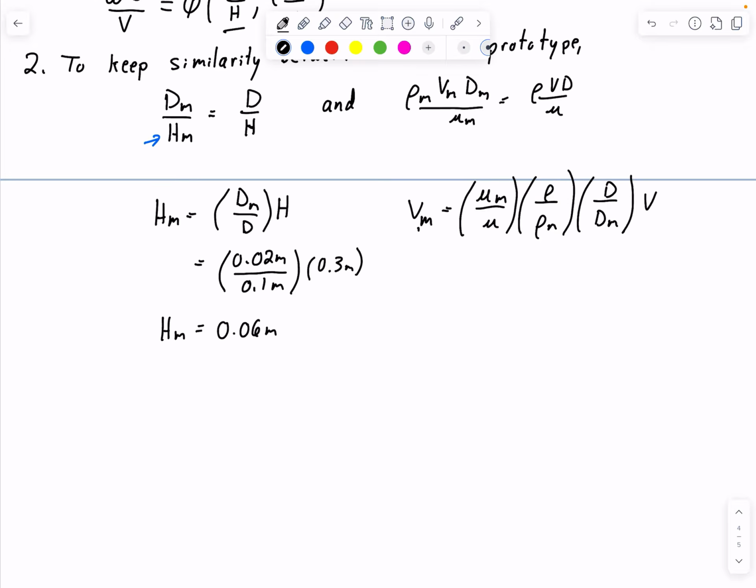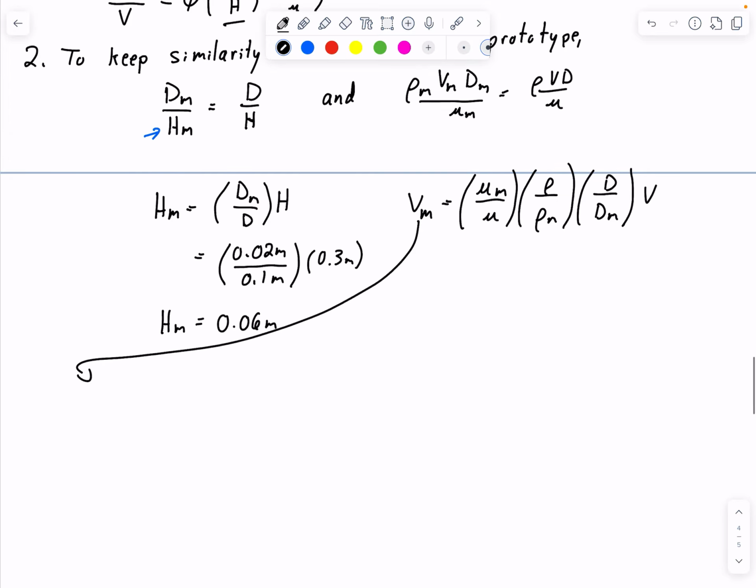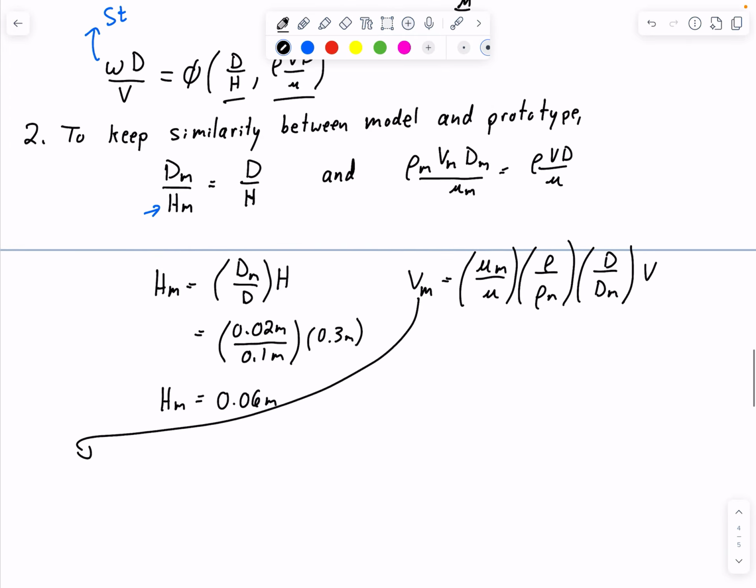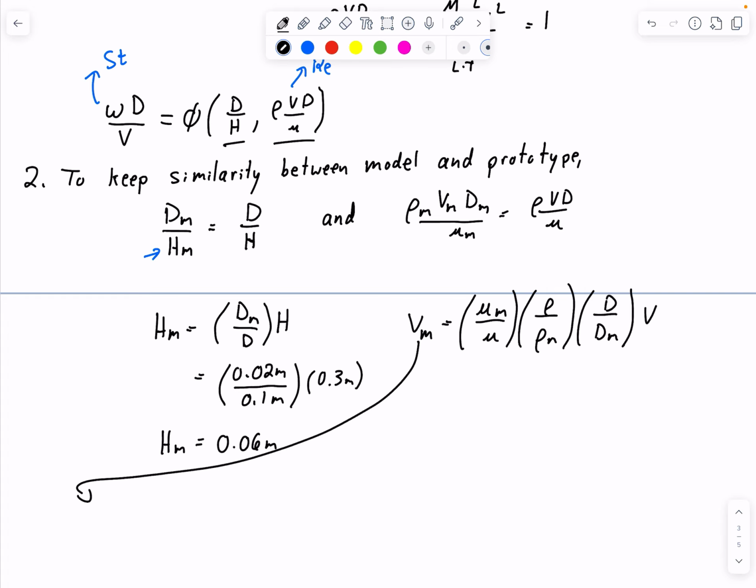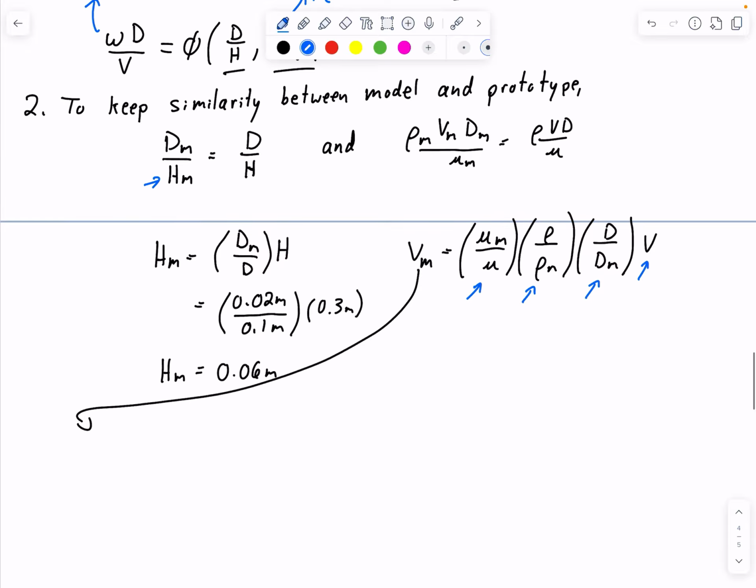Okay, so we're going to take that equation, scoot down here and plug in some values, because we know our values for mu sub m and mu of the prototype. We know our values for the densities. We know the different dimensions and the sizes of D, and we know what V is in the real world. So we know all of these values, and we're going to start to plug in.